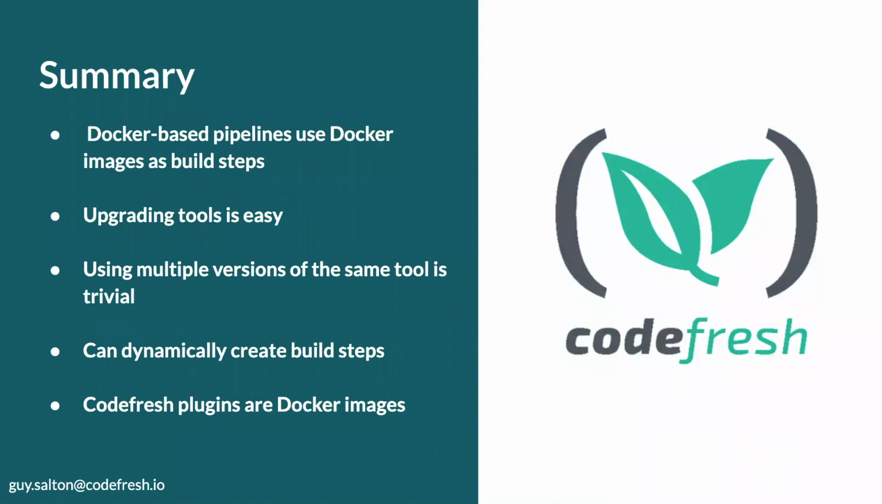So now to summarize, we saw a new approach of having container-based pipelines with Docker images as build step. We saw how easy it is to upgrade tools. Just bring a new image with the version that you want. We saw that it solves the problem of maintaining multiple versions of the same tool. Don't need the version managers anymore. You can use different versions of the same tool in different steps of the pipeline by simply providing the image with the version that you want in every step.